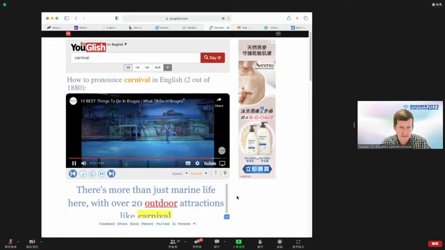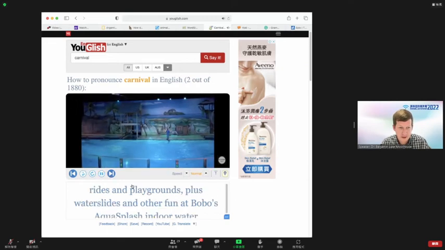There's more than just marine life here, with over 20 outdoor attractions like carnival rides and playgrounds.